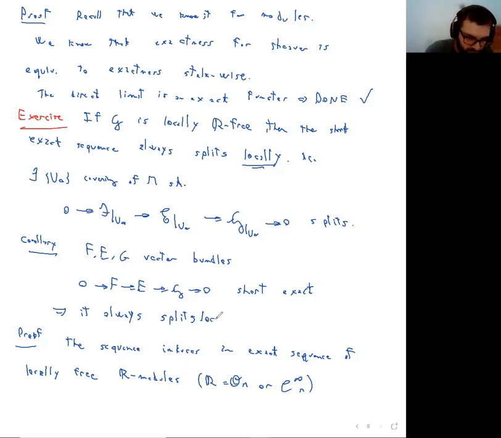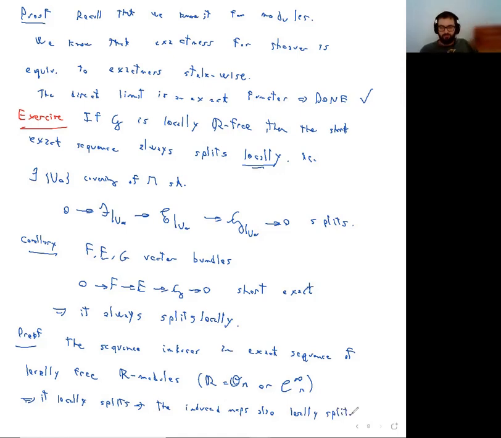Sorry, it always splits locally. Important: locally. Otherwise, it's not for sure. Yeah, okay. So it locally splits by the exercise, and therefore the induced maps also locally split. Now you can just go back and forth between, as we said, locally free sheaves and vector bundles. And here, of course, this is not G, but G.